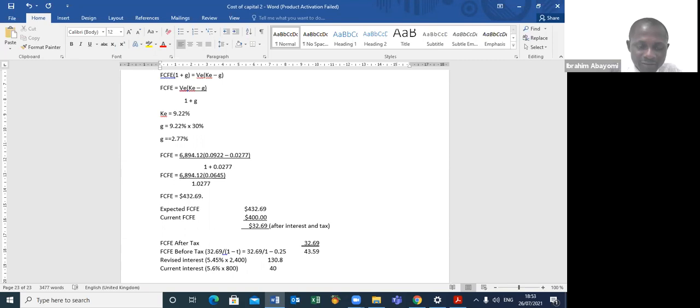Now, remove this 40 from that 130.8. That is the additional interest we are going to pay. That's your incremental interest. If you redeem the existing debt and issue the new debt, instead of paying interest at 40, you will now be paying 130.8. So what is the incremental? 130.8 minus 40 is 90.8.